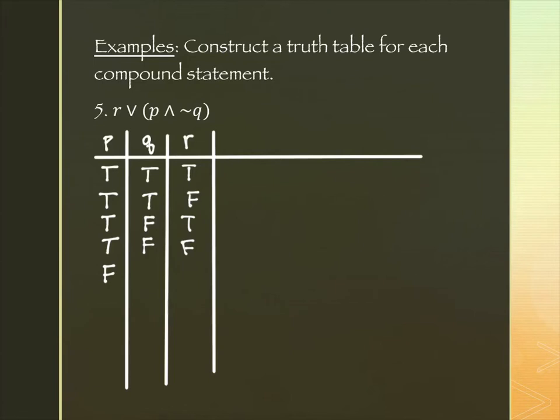So it could be that the first one's false and the second 2 are true. It could be that P is false and Q is true and R is false. It could be that P is false and Q is false, but R is true. Or they could all be false.